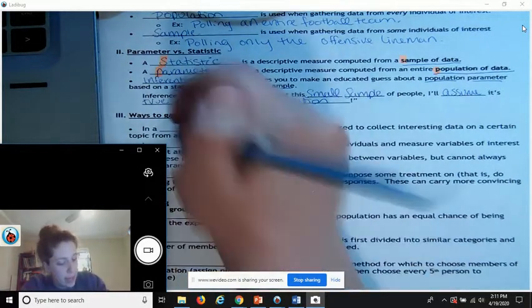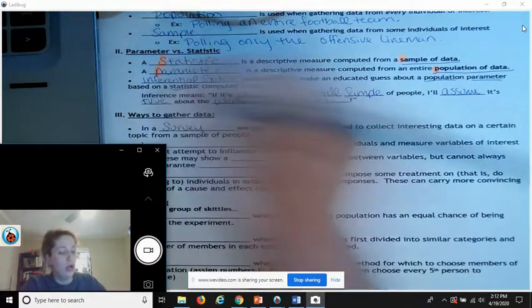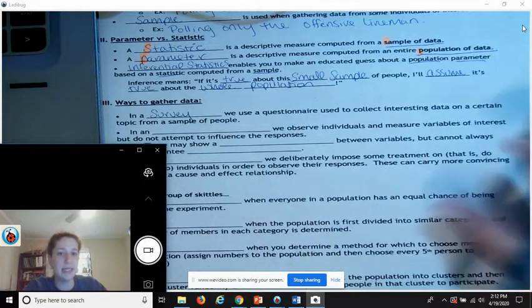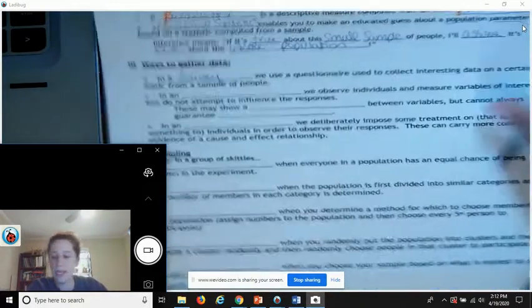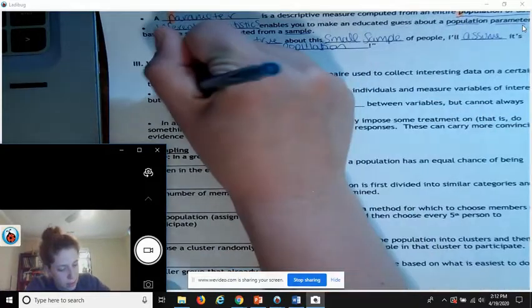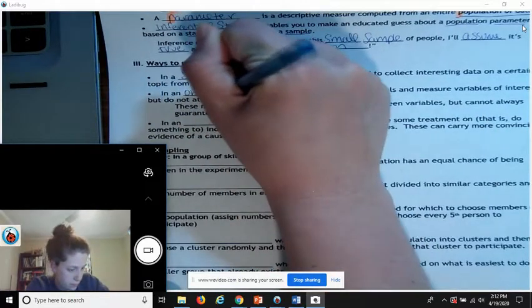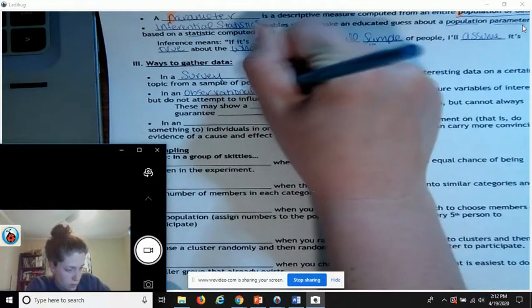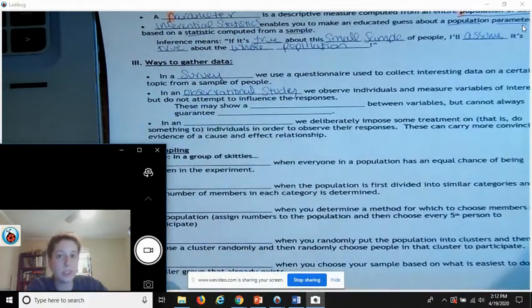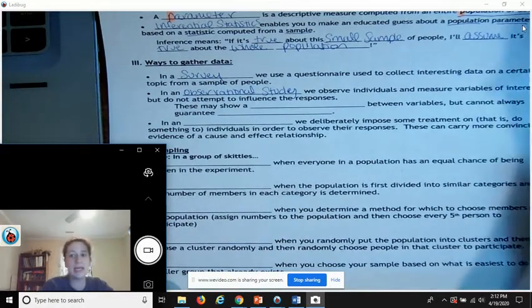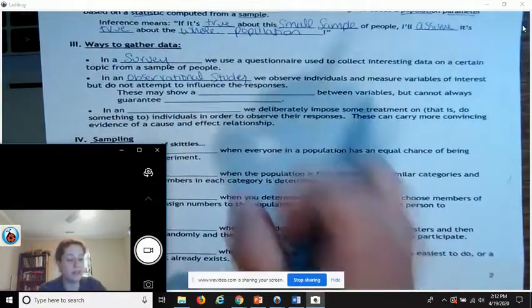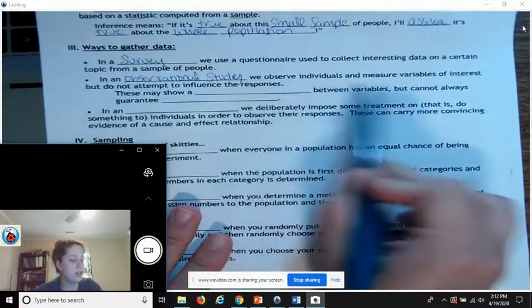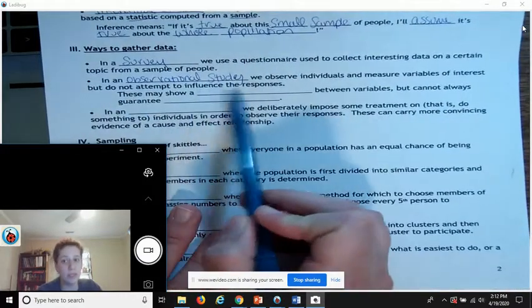So in a survey, we use a questionnaire to collect interesting data on a certain topic from a sample of people. Okay, so a survey is just a little questionnaire. In an observational study, we are not asking any questions. We're simply observing stuff. Okay, so we're picking something to observe, and we're just writing down little observations about it. So we observe individuals and measure variables of interest, but do not attempt to influence the responses at all.